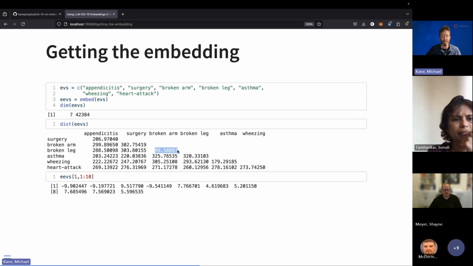So during class, we kind of went through and looked at, what are other terms? How close are they? If you want to go back and see, is broken arm closer to appendicitis or cancer, you can go and do that. And the code is relatively simple.